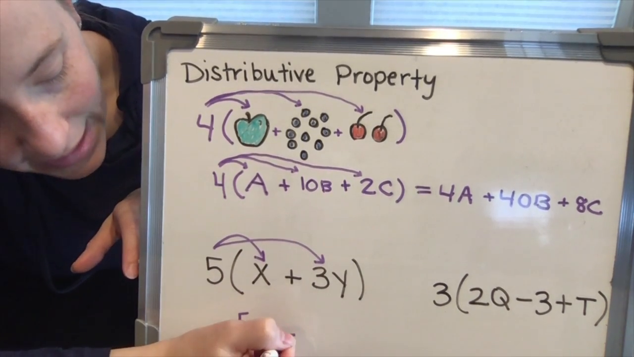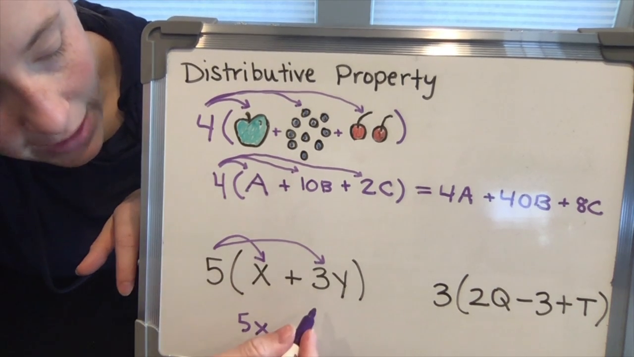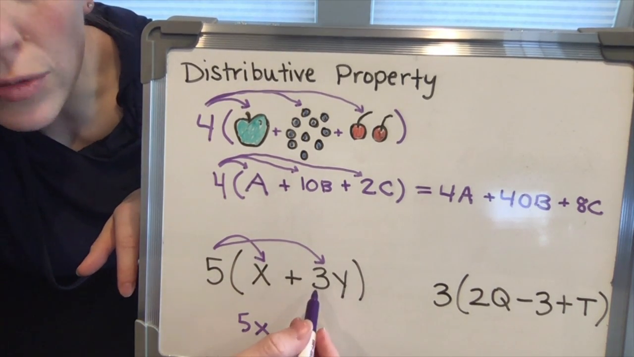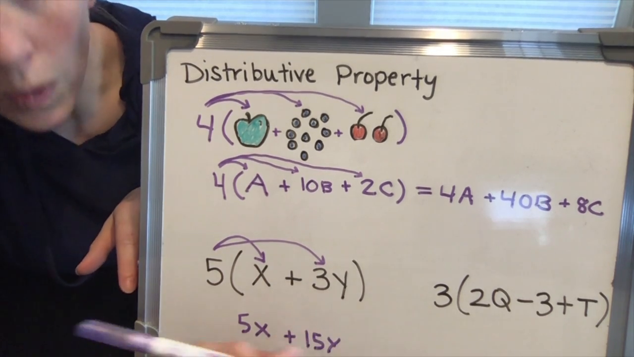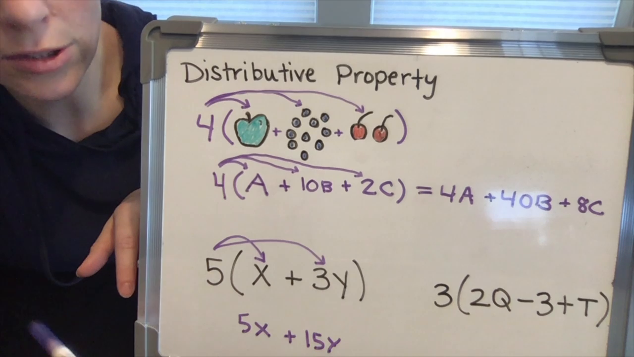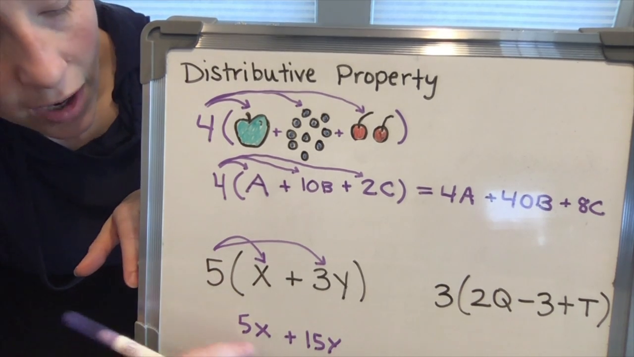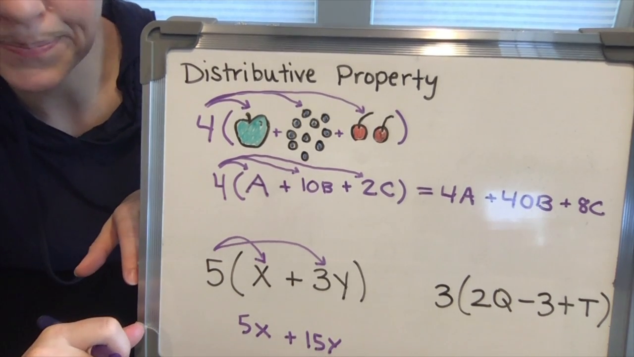We're going to bring down my sign, which is plus, and then we have 5 times 3y. I can do 5 times 3, which is 15. And we're also going to have times y, but I can't go any further because I don't know what those variables are. They're unlike terms, so I can't combine them.